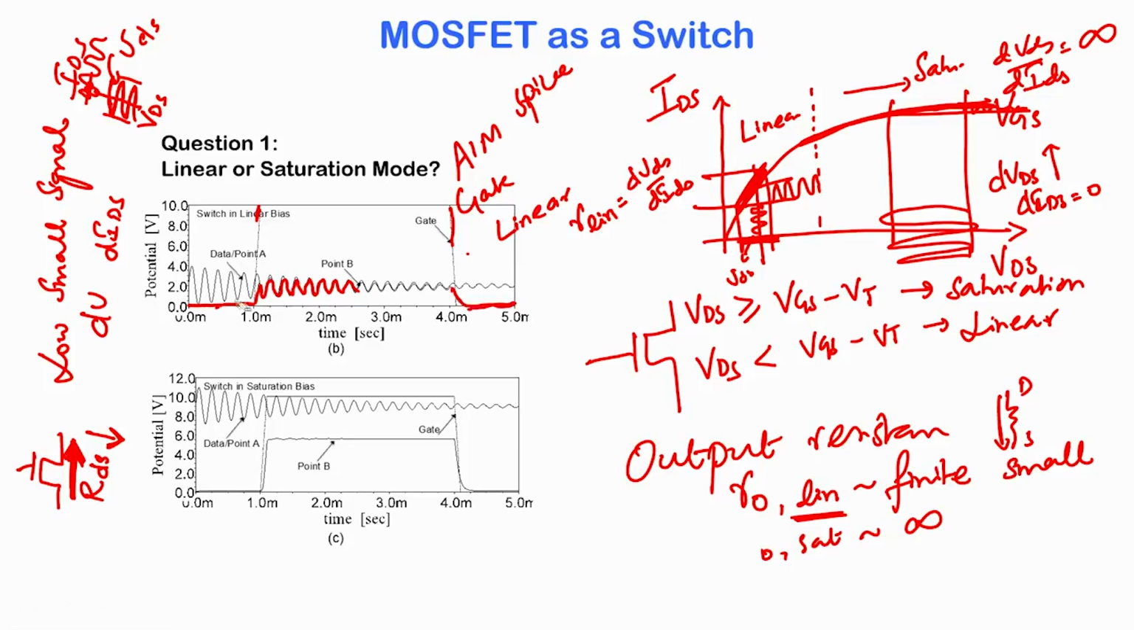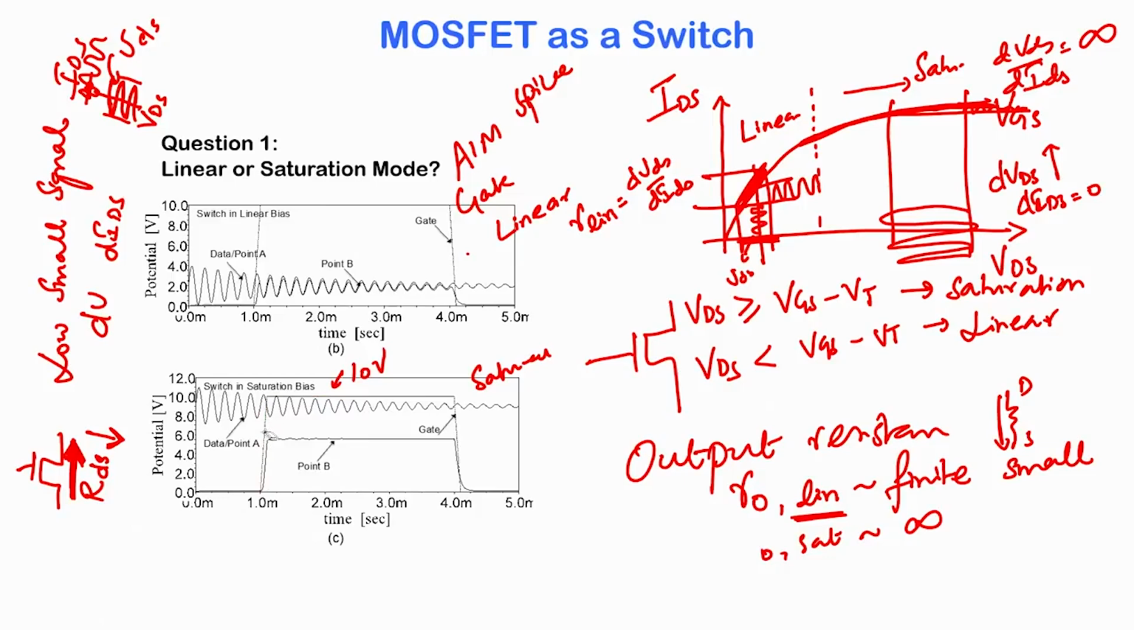So, you can see that the signal from A is successfully transferred to B if you keep the MOSFET in linear mode of operation. Now, what about keeping the MOSFET in saturation mode of operation? Okay. Now, this is the case where the MOSFET is in saturation mode. How do we know it is in saturation mode? So, the gate voltage is still the same. When it is on, it is still 10 volts.